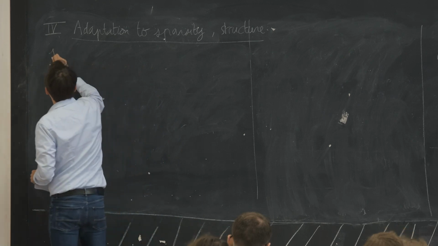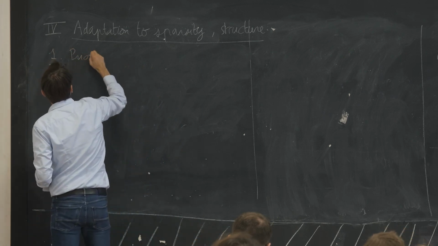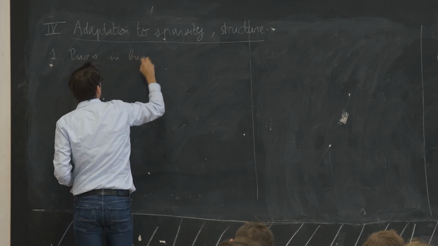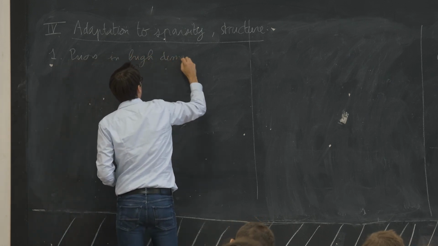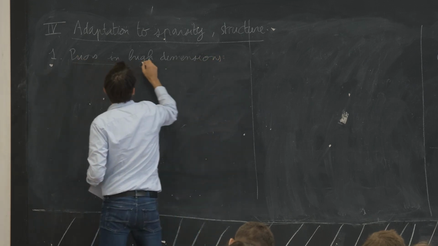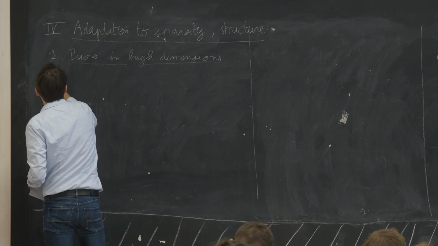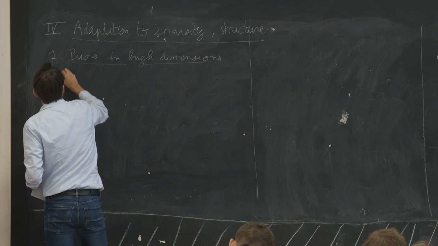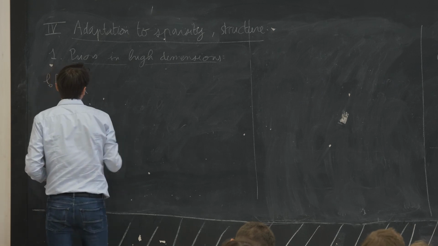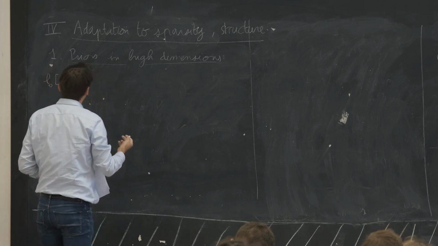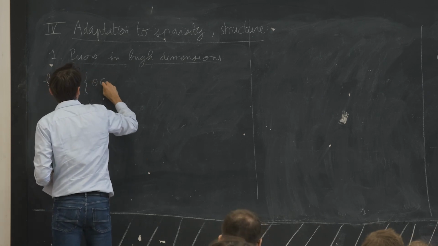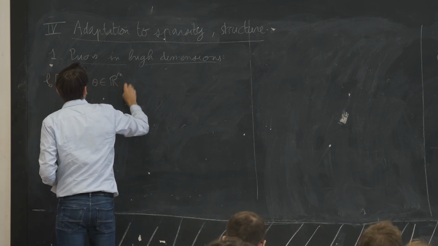Okay, so the first thing I'm going to talk about is priors in high dimensions. And before I do this, let me just say that in a high-dimensional model, it is natural to assume that you have a small number, at least compared to the dimension, of non-zero parameters.